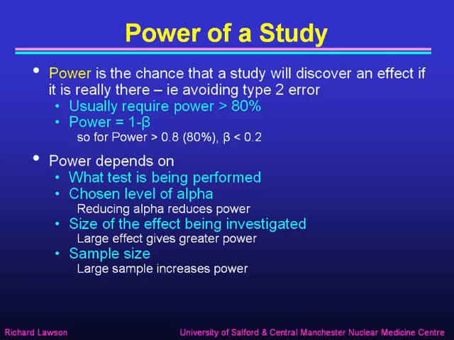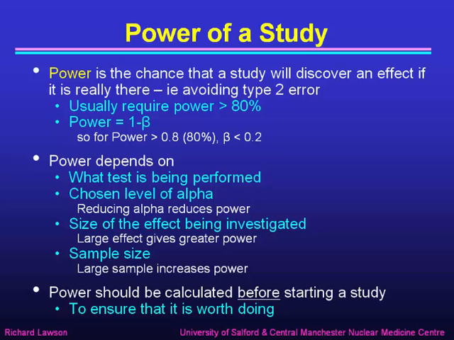Now the power depends on various things. It depends on what test you're performing. It depends what level of alpha you've chosen, because reducing alpha also reduces the power, as we saw in the overlap of the two distributions. It depends on the size of the effect being investigated, because a large effect gives a greater power, is easier to detect. And it depends on the sample size, because a large sample size also increases the power, because it makes the distributions overlap less, and hence the difference is easier to detect.